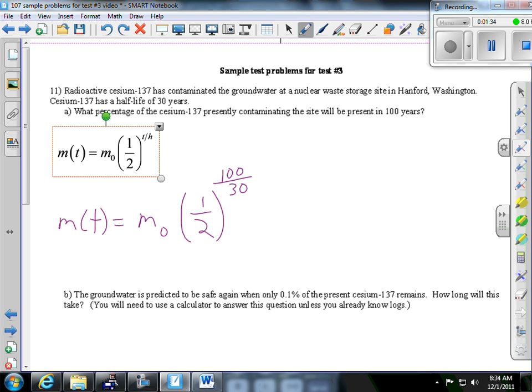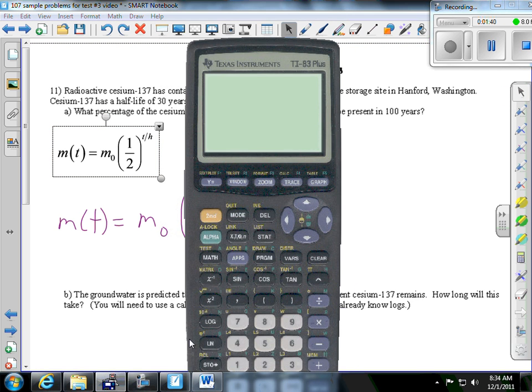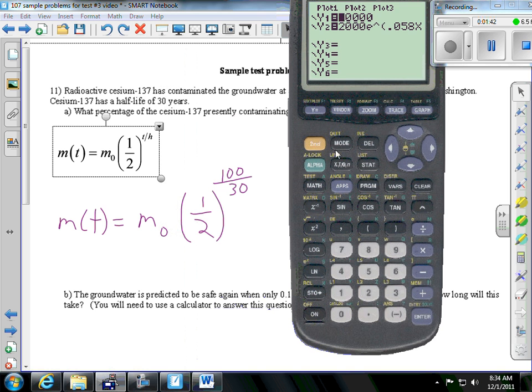So let's just go ahead and type this into the calculator. Again, I don't know what M0 is, but I can type in this part. So we're typing in 1/2 to the 100 over 30. Again, make sure you're careful. You need parentheses up there in the exponent. So, 0.0992.